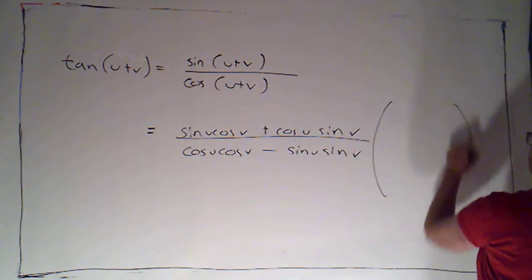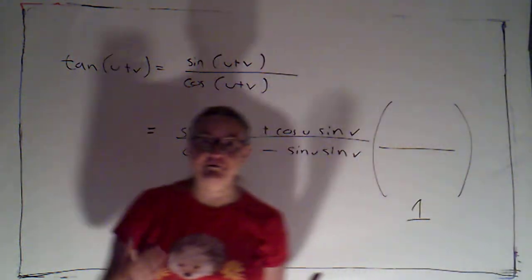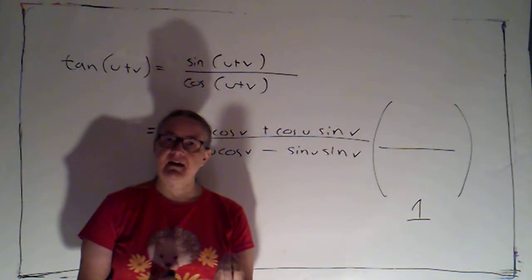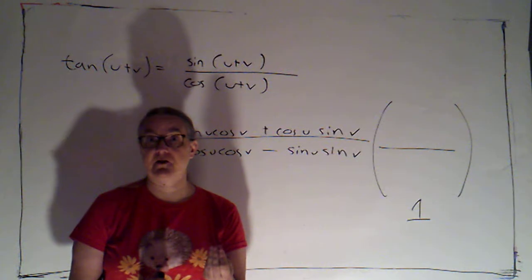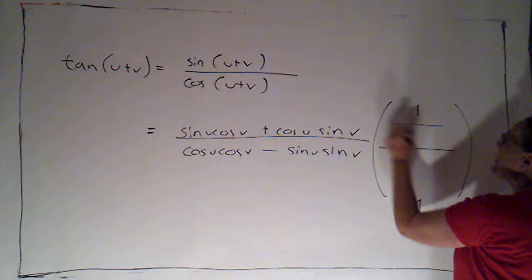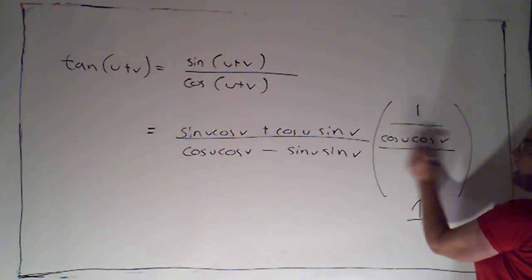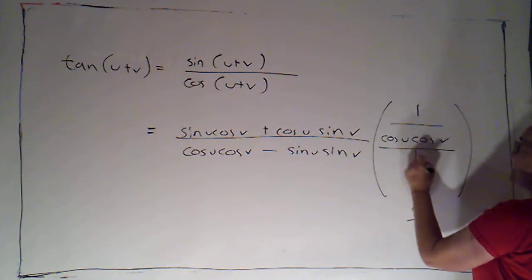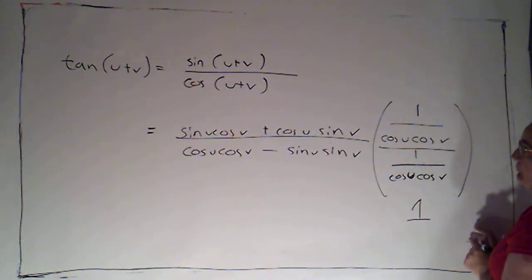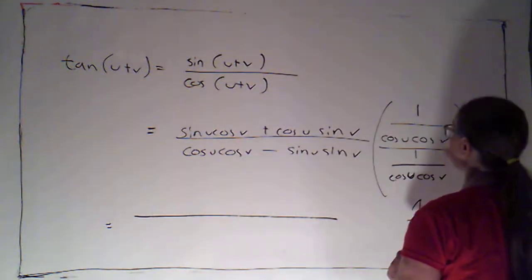That trick is to multiply by a fancy form of 1 in the form of something over itself. And I have to think, well, what do I want? If I want to get to tangents, I want to have cosines in the denominator. So I'm going to create a complex fraction. I'm going to multiply by 1 in the form of the reciprocal of both cosines, cosine u times cosine v, over itself. So what that's going to do is turn this into a massive complex fraction.